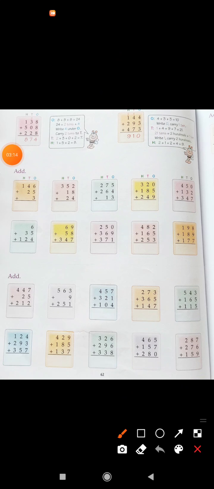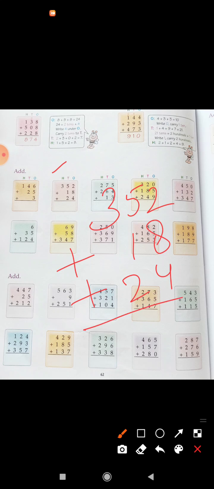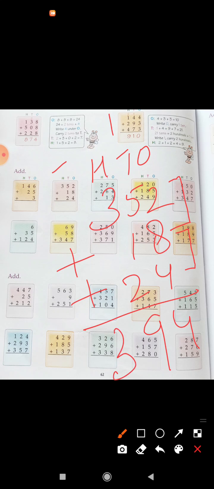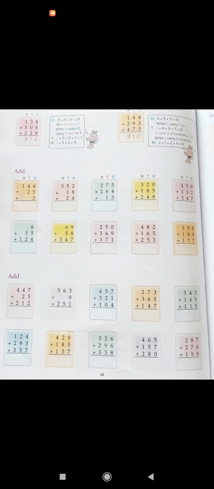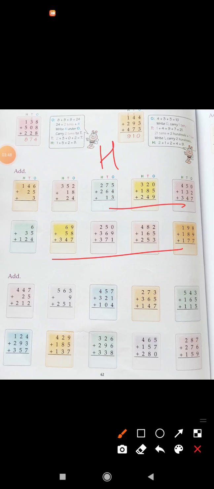Now next question. 352 plus 18 plus 24. This is hundreds, tens and ones. Add the ones. 2 plus 8 is 10. 10 plus 4 is 14. Write 4 here, 1 carry. Now add the tens. 1 plus 5 is 6. 6 plus 1 is 7. 7 plus 2 is 9. Now add the hundreds. 3 plus, here nothing is given. Write here 3. The answer is 394. Like this you do remaining parts in homework.